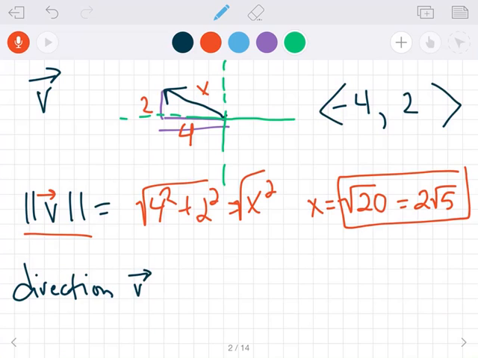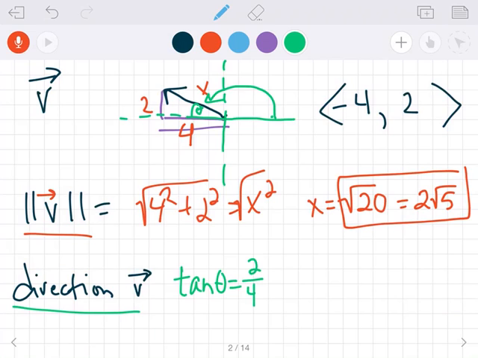So if we're talking about direction, we're talking about the angle that starts here at the x-axis and goes all the way over to our vector. So this we're looking at as an obtuse angle, one that's greater than 90. And the best way to find that is to find this angle in here and then use that. So to find that angle, we use tangent again. So tangent of that angle is equal to opposite over adjacent.